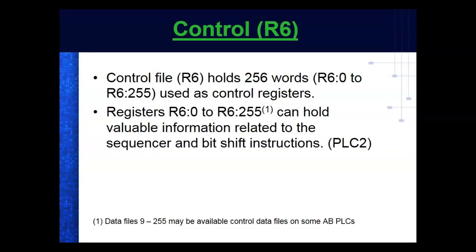Control registers. Control register file R6 holds 256 words, so this would be 512 bytes used as control registers. We won't use this semester because this is used by sequencer instructions and bit shift instructions. So we'll play around with that in PLC 2.